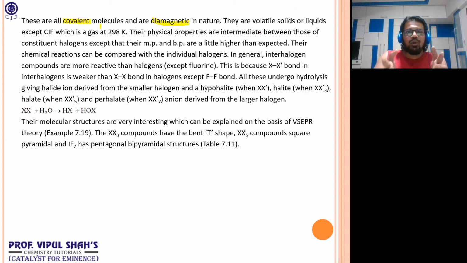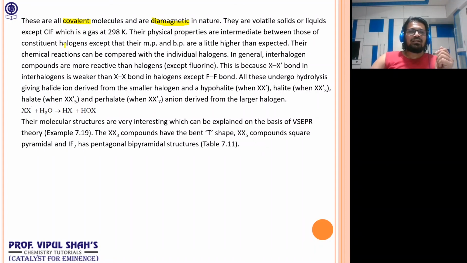These X-X' bonds of the interhalogens are weak bonds as compared to the pure halogen bonds. If I have to compare a ClF bond and a chlorine-chlorine bond, the Cl-Cl bond will be stronger than ClF. Why? Between the two chlorine atoms there is no difference in electronegativity, but in ClF there will be a slight difference. Because of that difference in electronegativity, partial charges are created, which leads to polarization. So remember, these bonds are weak bonds.